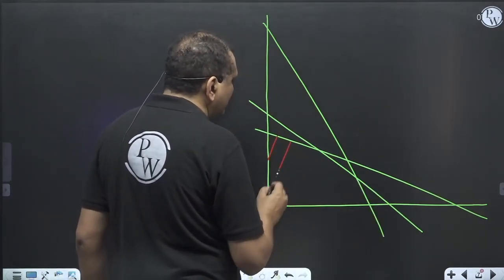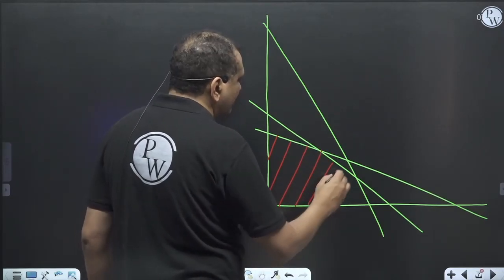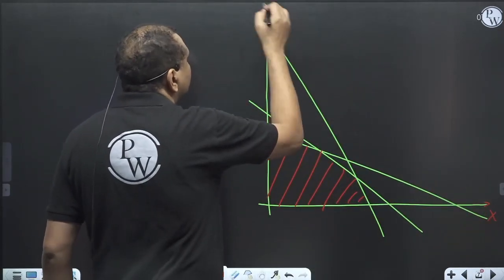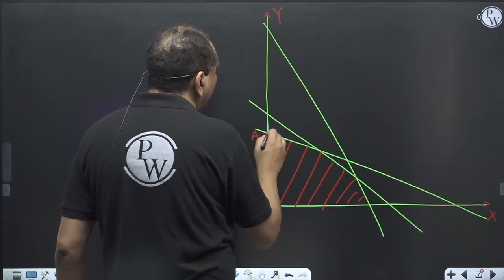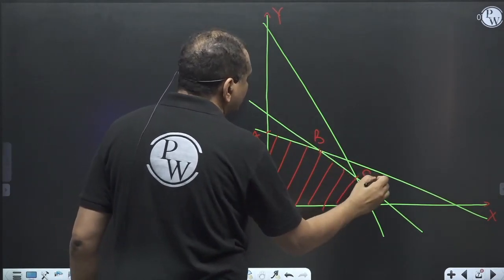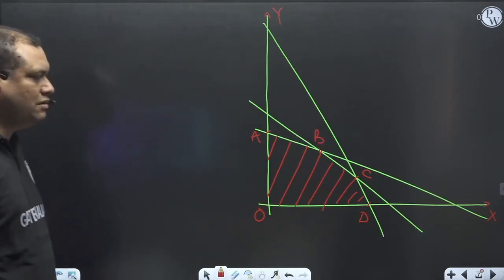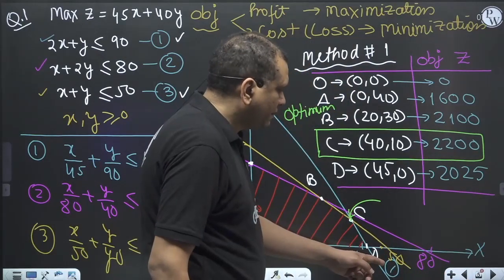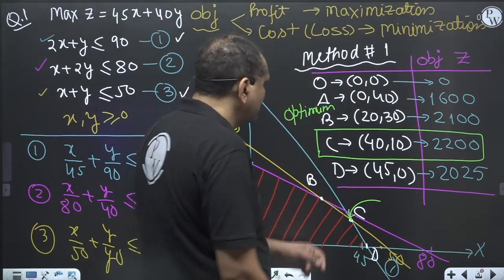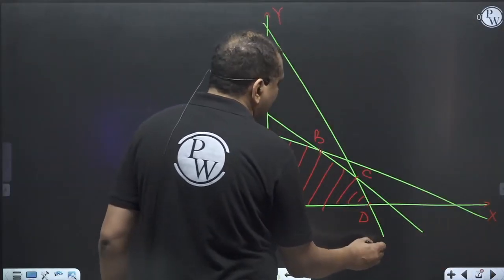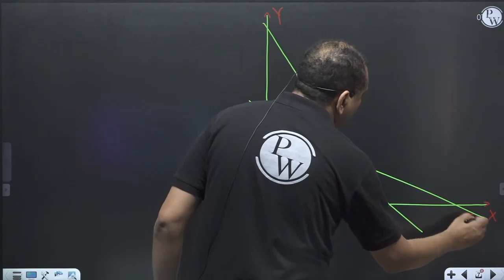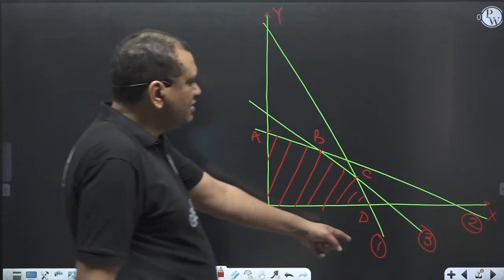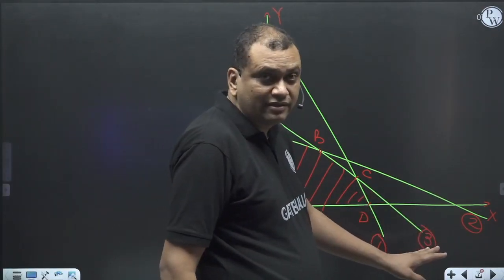This is your feasible region, O, A, B, C. These are 1, 2, 3. First constraint, second constraint, and the third constraint. Okay?